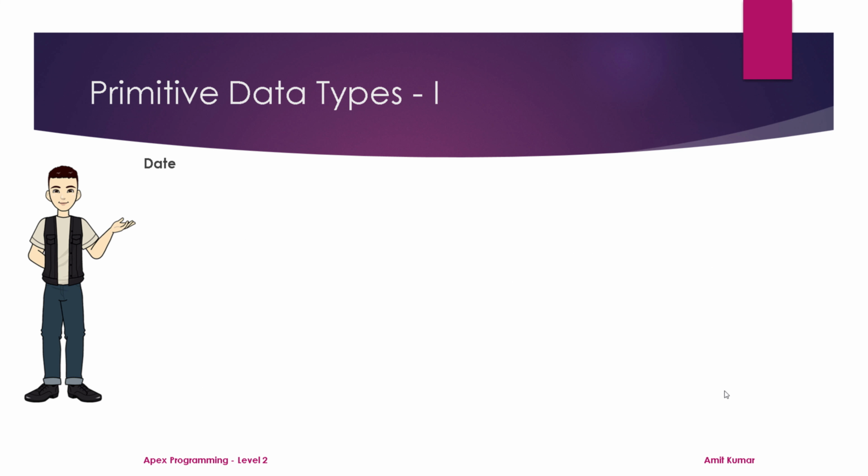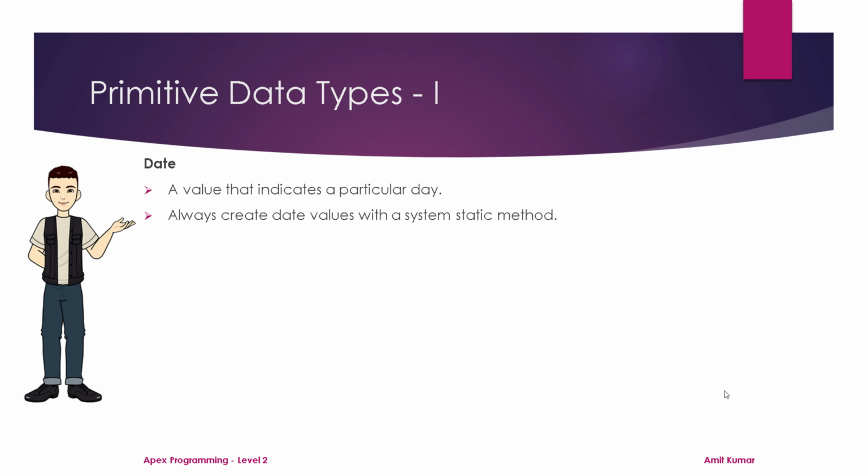The next data type is date. Date is a value that indicates a particular day. To create a date, we always use system static method. We can't directly assign date values. We use system static method to create date values. We can add or subtract an integer value from a date value. And whensoever we will add or subtract an integer value, it's going to return a date value. So suppose we add 2 to a specific date, it's going to add 2 days to it.